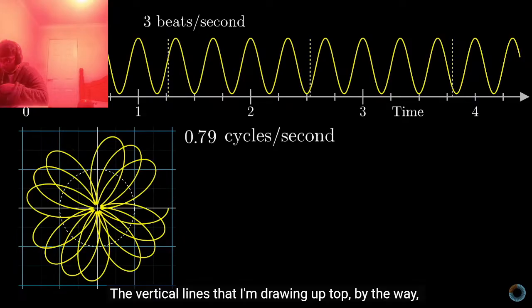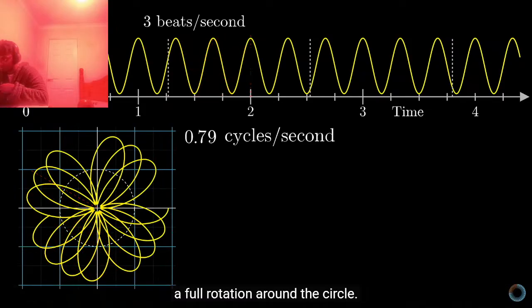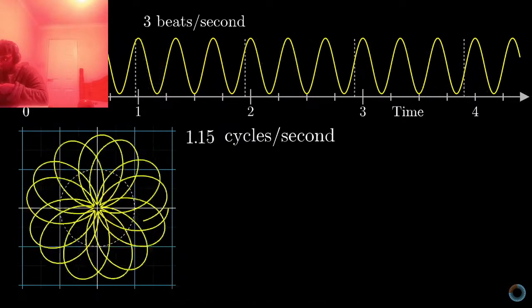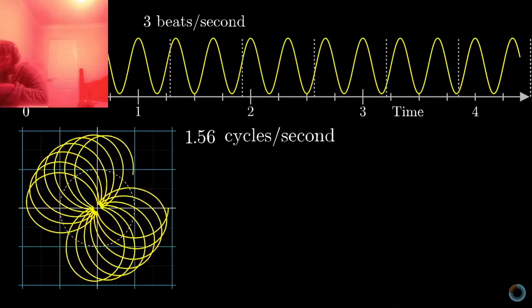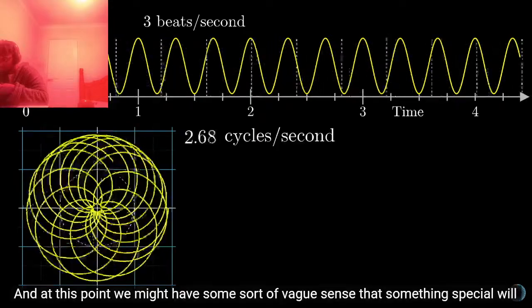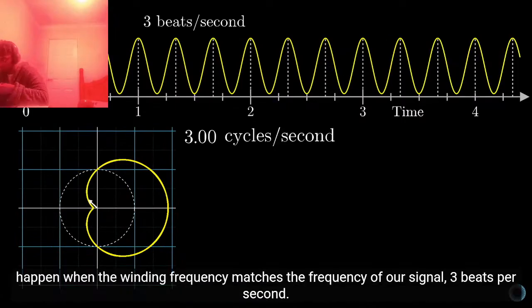The vertical lines that I'm drawing up top, by the way, are just a way to keep track of the distance on the original graph that corresponds to a full rotation around the circle. So lines spaced out by 1.5 seconds would mean it takes 1.5 seconds to make one full revolution. And at this point, we might have some sort of vague sense that something special will happen when the winding frequency matches the frequency of our signal, 3 beats per second.